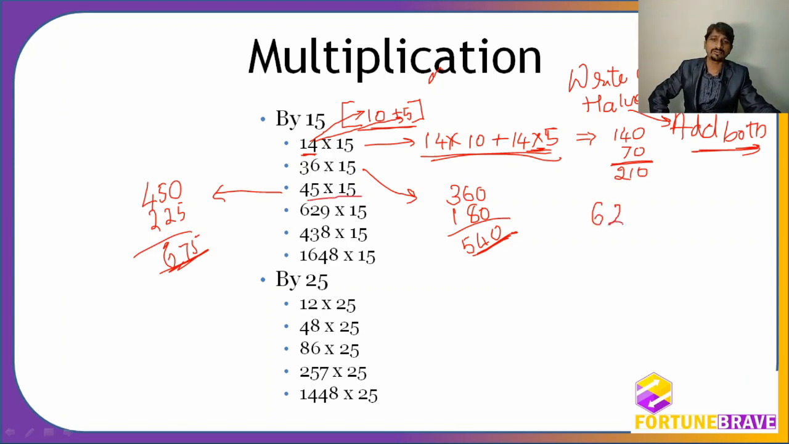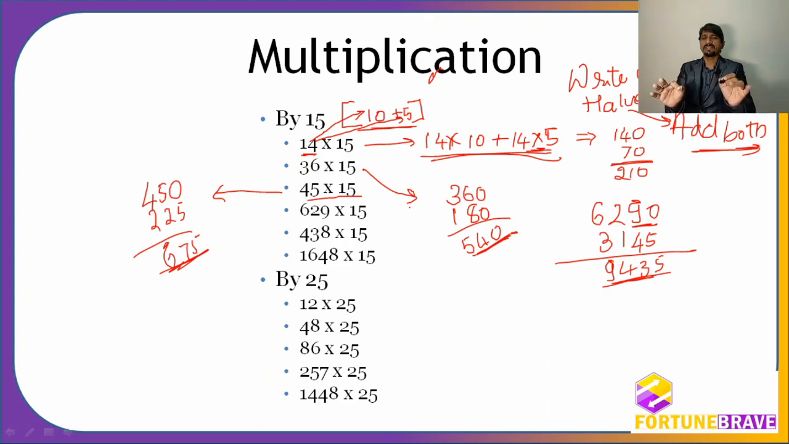6290. See here, 6290. Halve this number. Again, what am I going to do? I am going to halve this number, and now add both of them. So 3, 5, 4 and 9. 9, 4, 3, 5. Can you see here? 629 into 15 is very simple. 6290 plus half of it. Finish. Are you getting my point?